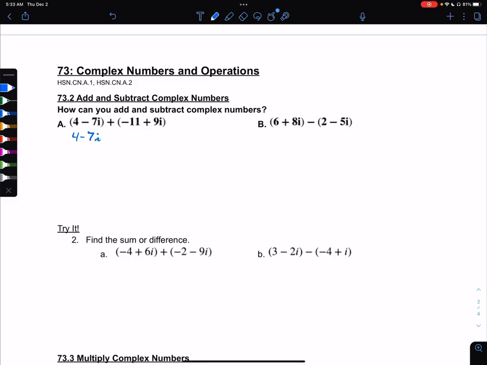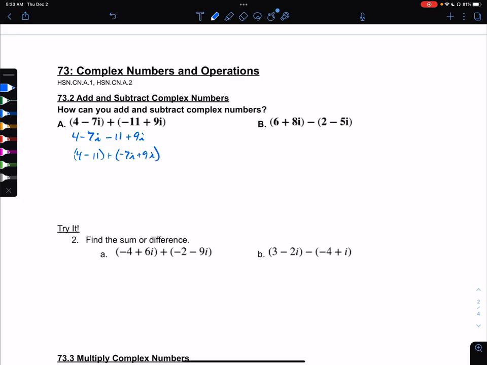So we're going to take that 4 minus 7i. Since we're adding a group, nothing is going to change. The addition doesn't really affect anything. So we can drop the addition sign and just bring down the -11 plus 9i. And then I'm going to group these. You don't have to do this next step. You can just combine like terms, but I'm going to put them together. So I have 4 minus 11 plus the -7i plus 9i.